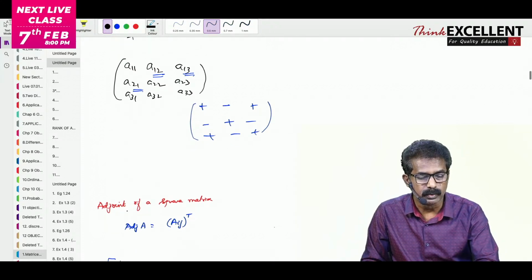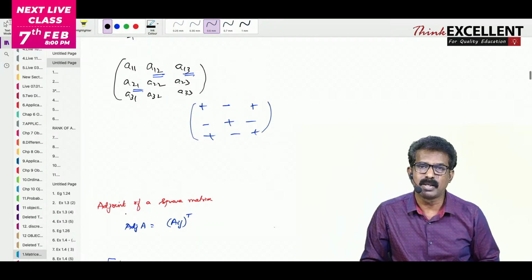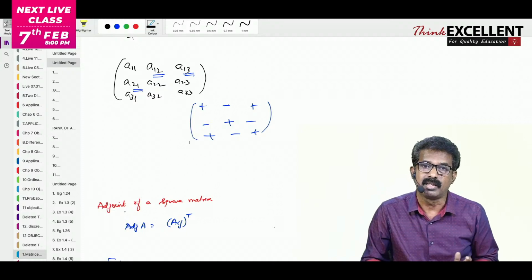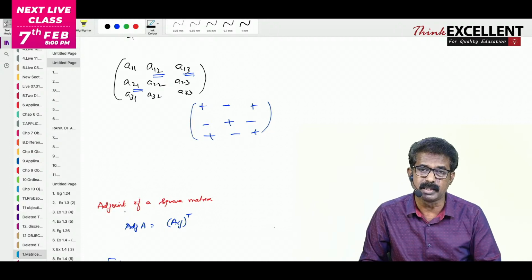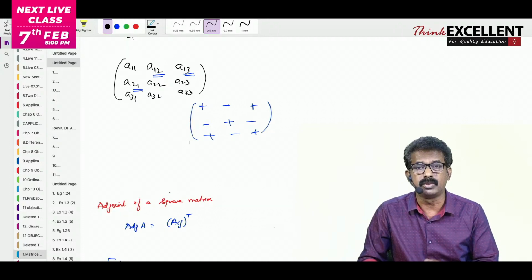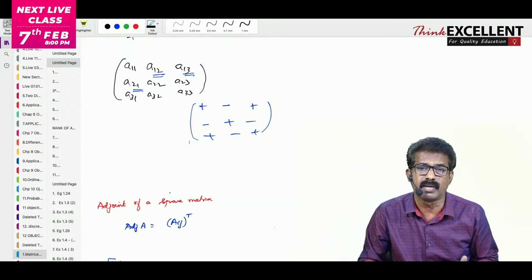Okay. Now the first definition we are going to study is adjoint. Find the adjoint of a matrix. They can ask that question for 2 by 2 or 3 by 3. Adjoint of a matrix means you find all the cofactors.